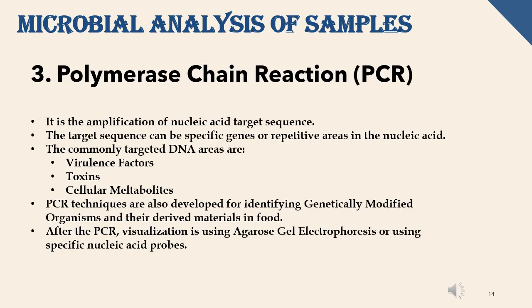The third method is the polymerase chain reaction, or the PCR method. It is a method in which the amplification of a nucleic acid target sequence takes place. The targeted sequence that is amplified may be either specific genes or repetitive areas in the nucleic acid. Usually, the common target areas are genes that code for virulence factors, toxins, or cellular metabolites. PCR techniques are also developed for identifying genetically modified organisms and their derived materials in food.